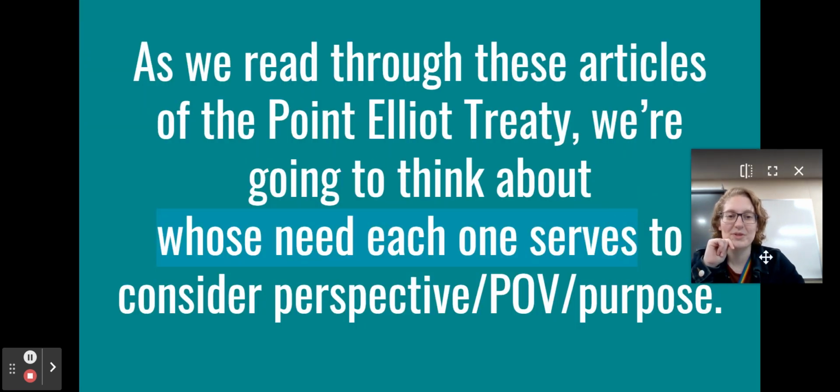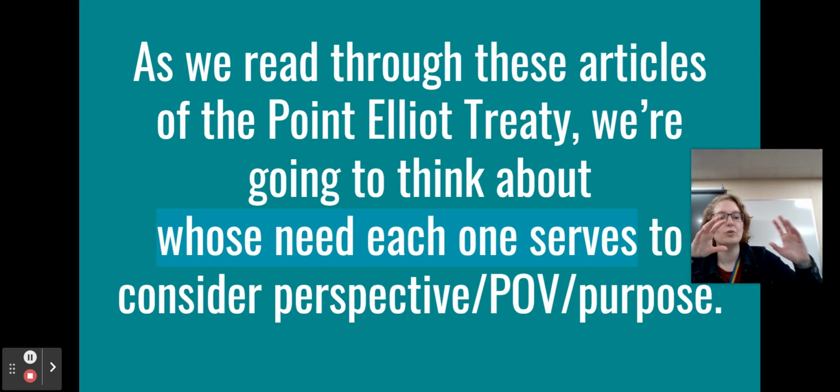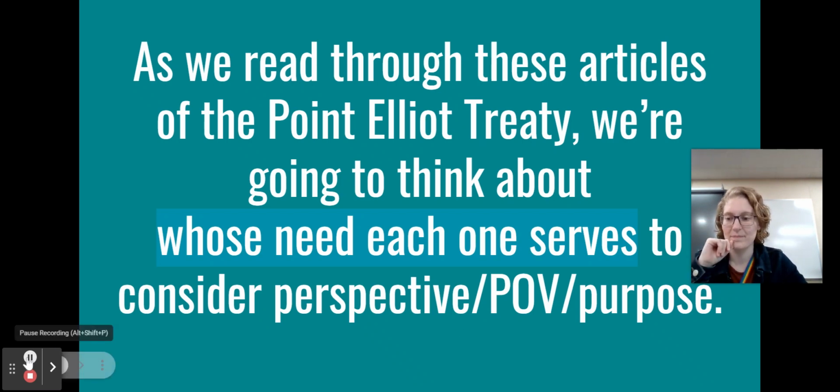Now we're going to look through some of the articles of the Point Elliot Treaty, and think about whose need each one serves. Is this benefiting the Native people, or is it benefiting the U.S. government? This is going to help us consider perspective and purpose, because it allows us to see who might be contributing which parts, and how we know whether it's balanced and things like that.